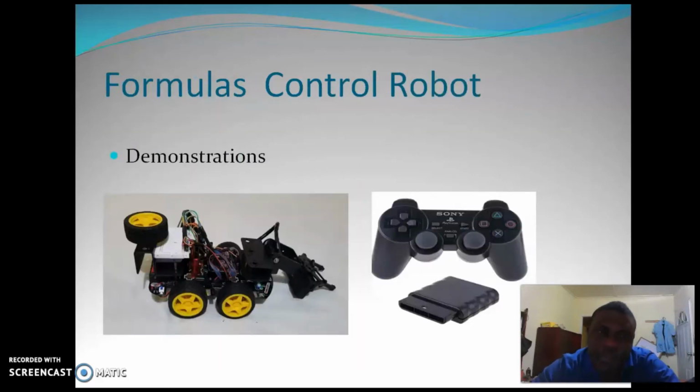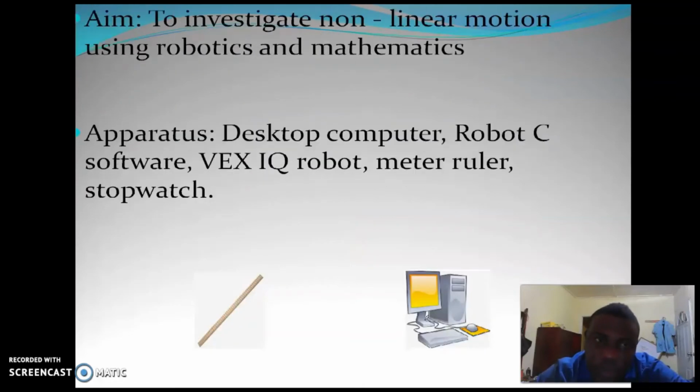Alright, so some effects. Formulas control robots. These are two robots designed by the KRW Electronics team. We put together a robot, we get different accessories, and we research the different claw control mechanisms. And of course we use a PS2 controller for remote control. The PS2 controller sends out a radio signal, and for the radio signal you have a transmitter and receiver. So that's some of the technology that we use.